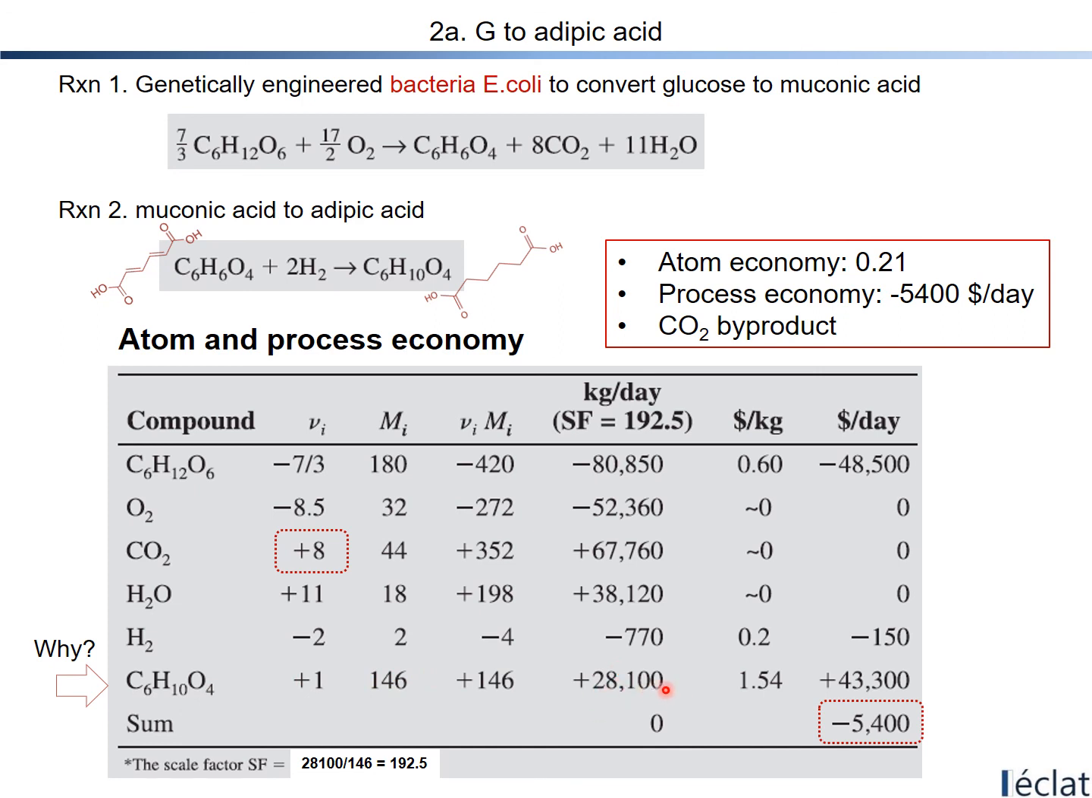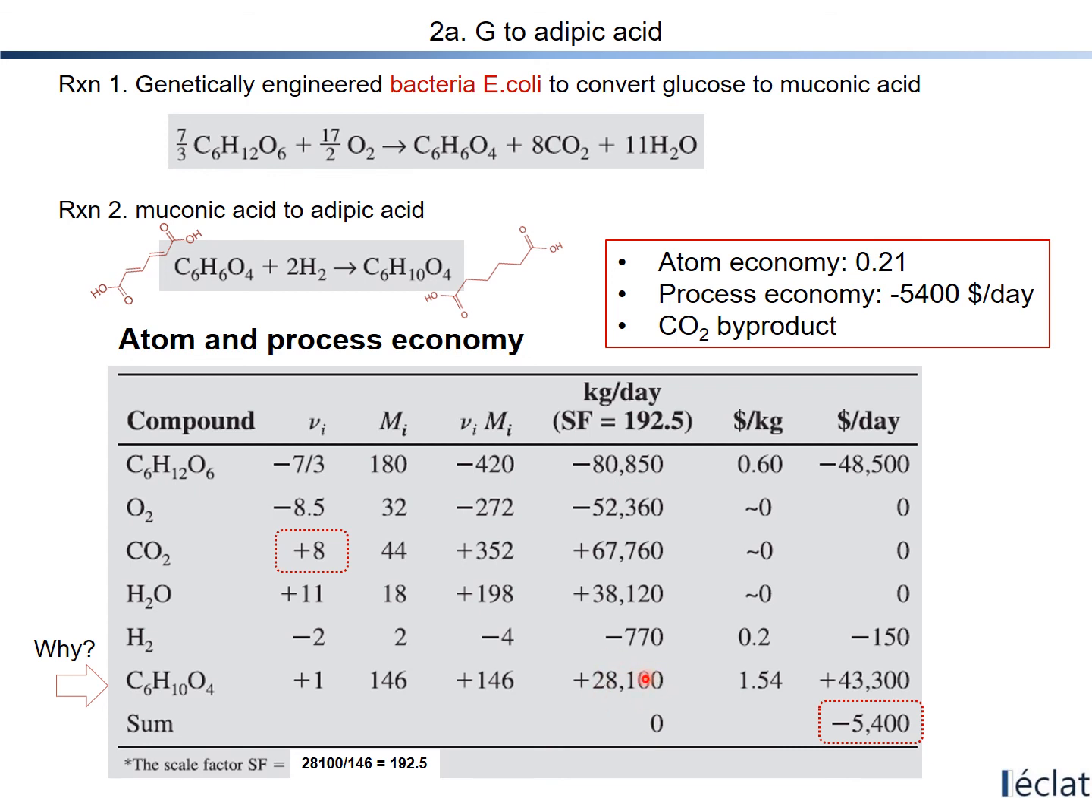2,100 kilogram per day. So the scaling factor is calculated by dividing by this amount, and it is 192.5. By using this scale factor, you can convert this column to this column, the scaled-up column. Why should we choose this kind of weird value?